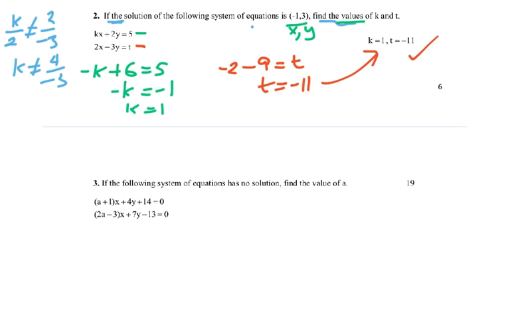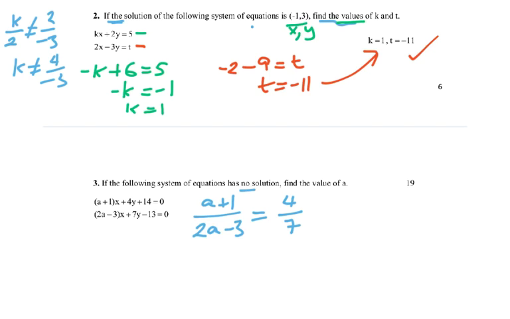Alright, so in question 3, the following system of equations now has no solution. So remember, if there's no solution, that means that they're parallel. So that means that the ratio of the coefficients of x, a plus 1 over 2a minus 3, must be equal to the ratio of the coefficients of y.